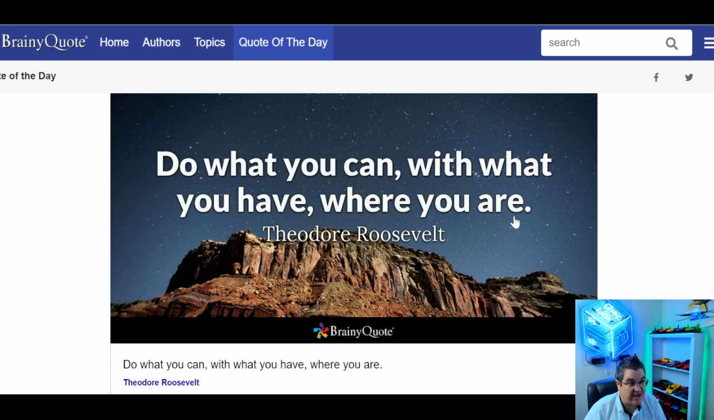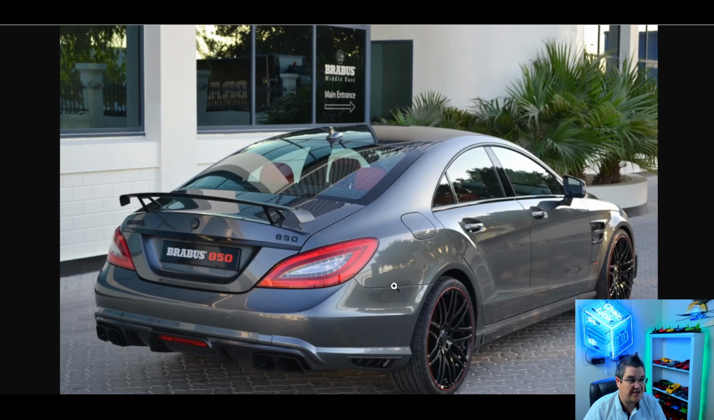Quote of the day by Teddy Roosevelt. Car of the day, the Mercedes, aka Brabus 850. Why is it called Brabus? Well, there's a tuning company that takes your Mercedes. You pay them about 40, 50K. They redo all your seats if you want, and then give you a little tune-up and take your 400 or 500 horsepower CLS 63 up to 850 horsepower. That's what the 850 is.